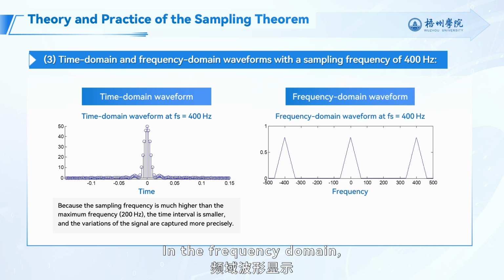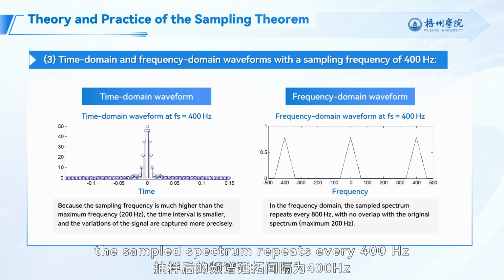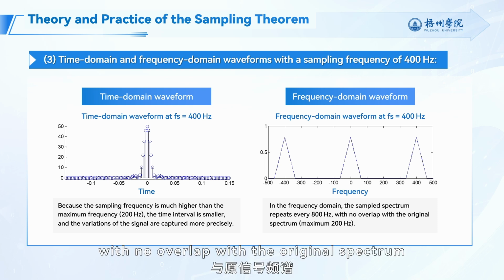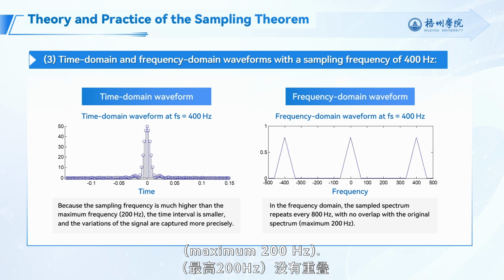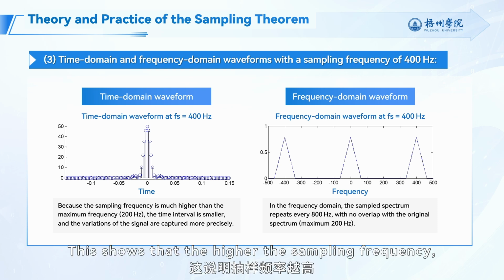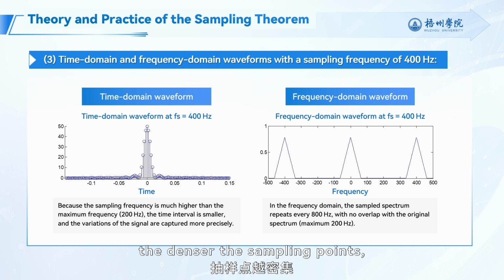In the frequency domain, the sampled spectrum repeats every 400 Hz: 0 Hz, plus or minus 400 Hz, plus or minus 800 Hz. With no overlap with the original spectrum, maximum 200 Hz. For reconstruction, only the main lobe, minus 200 Hz to 200 Hz, needs to be retained. This shows that the higher the sampling frequency, the denser the sampling points, and the more accurately the signal can be reconstructed.